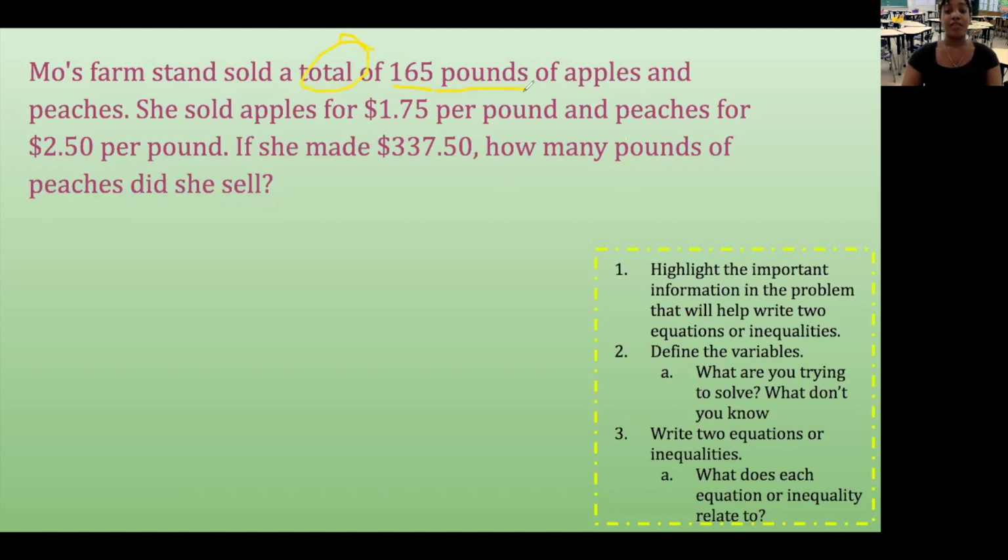All right, so 165 pounds of apples and peaches. And then we know she sold apples for $1.75 per pound and peaches for $2.50 per pound. Last thing is that she made $337.50. So we want to know how many pounds of peaches did she sell.